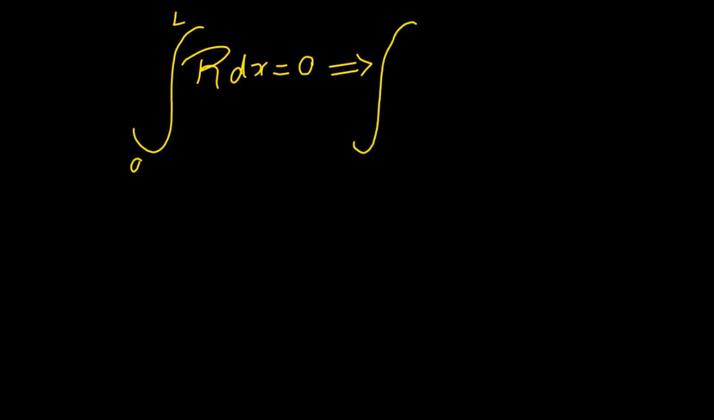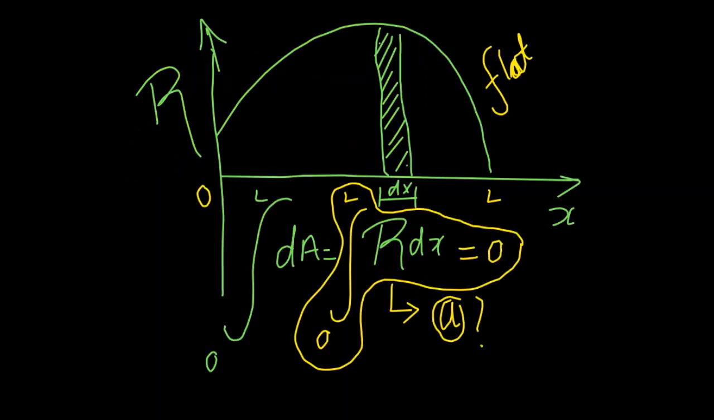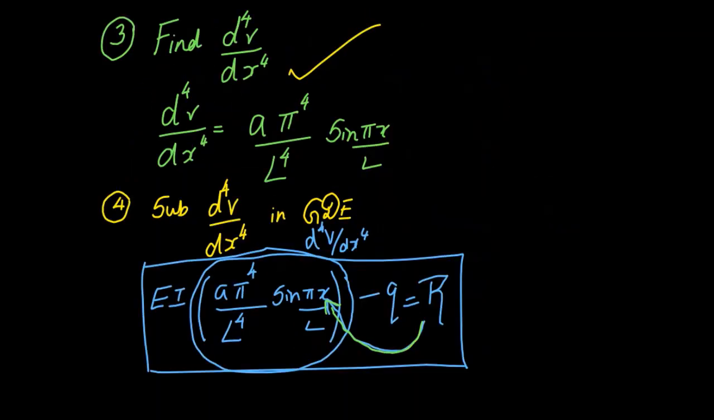So I will apply the subdomain collocation method to this particular problem. We know the equation: the integral of r dx is equal to 0 over the limit 0 to L. In the next step, it is the integral over the limit 0 to L. What is the value of r? I will just tell you. It is EI A pi raised to the power 4 over L to the power 4 sine pi x over L.